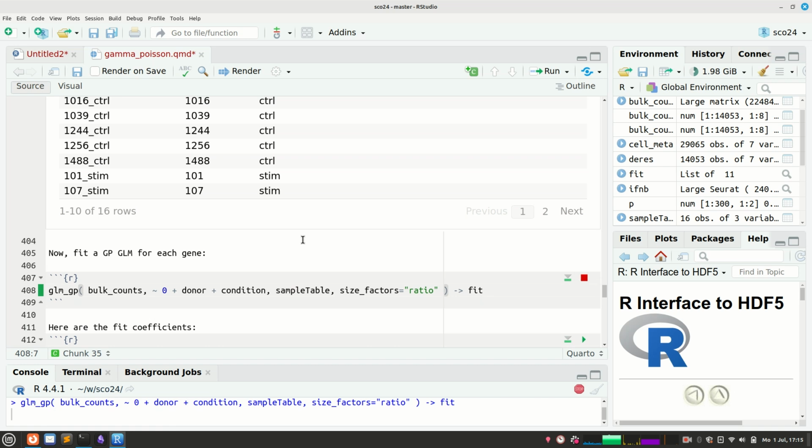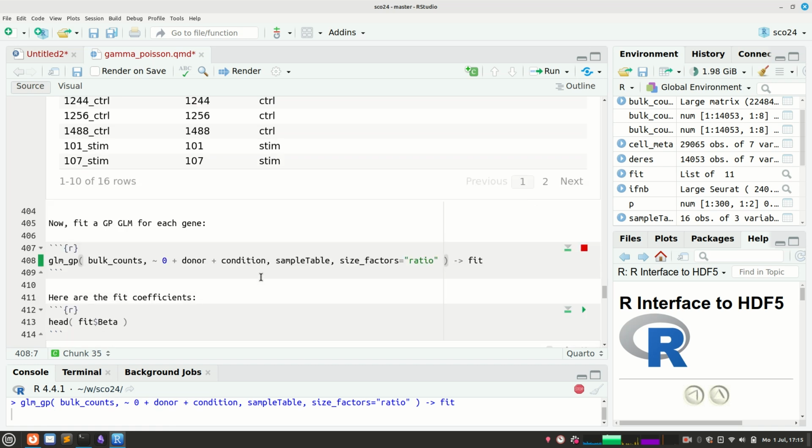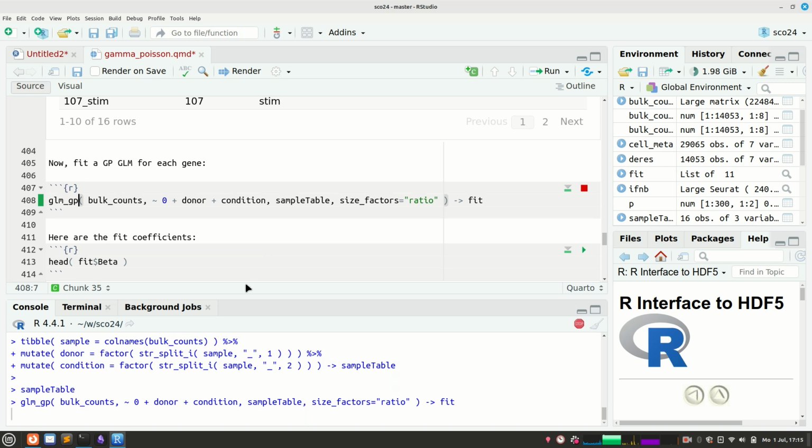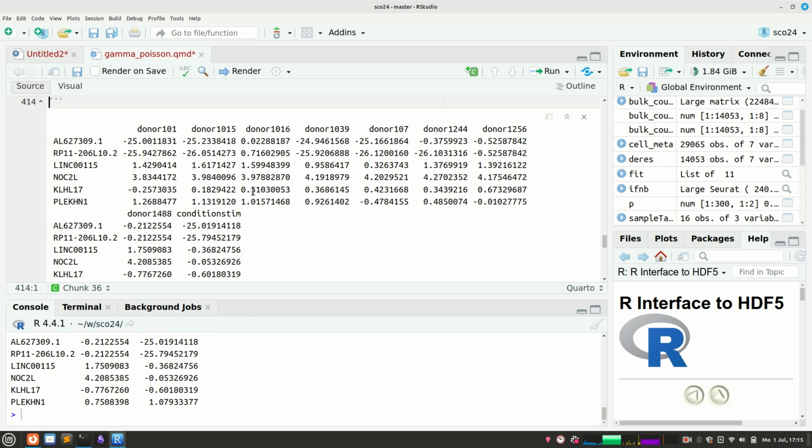And if I run it, I should get in a second a result. I think it took 20 seconds last time. So, as you can see here, what it now gives us, for each gene, it gives us the coefficients.